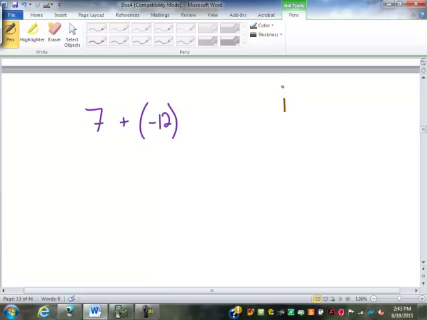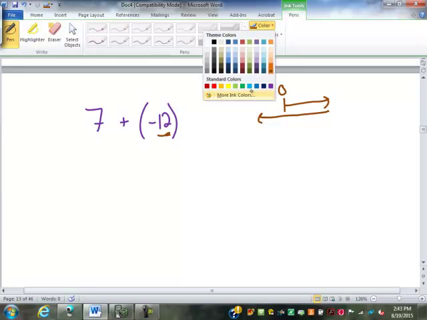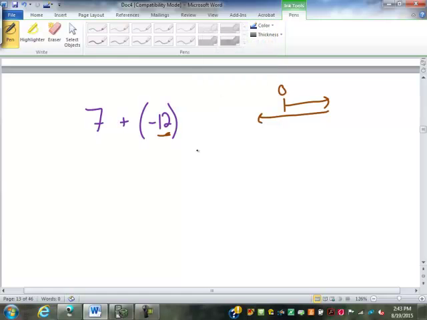Here's 0. 7 goes in the positive direction. Now 12 is negative, so it goes the opposite direction. Is it longer or shorter? Longer. It's longer because 12 is bigger than 7. So we know it goes past 0 and it goes into the negatives. So the answer here, we know 2 things about it from the picture. One is that the answer is going to be negative. 2, it's the difference in length between 12 and 7. Well, what's the difference in length between 12 and 7? 12 minus 7 is 5.